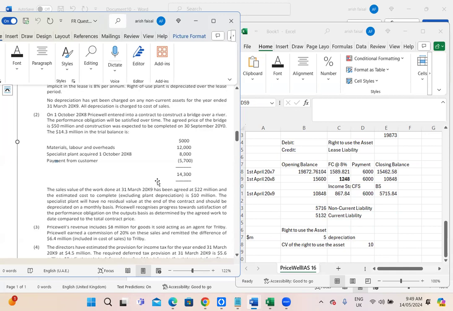So it's like 8 million, and that's specifically for this asset. And you have to charge the depreciation on a monthly basis. So it's going to be only for 6 months over here. The company recognizes progress towards satisfaction of the performance obligation on the output basis, not on the basis of the input, like how much money we have spent, but rather how much work has been satisfied, as determined by the agreed work to date compared to the total contract price.